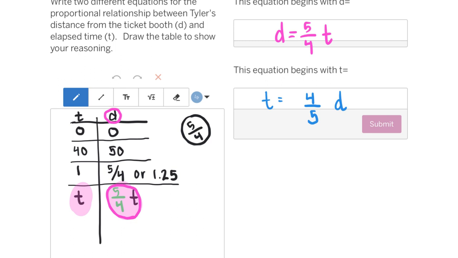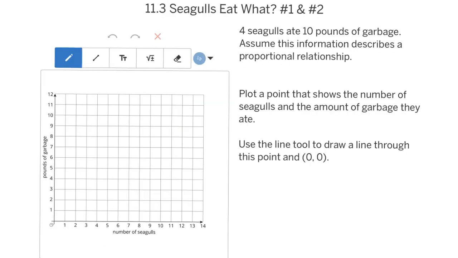All right, I think we are ready to move on to the next slide. Okay, that is it for Tyler. We're not going to talk too much about Tyler today, but we will talk about Tyler next time. We're going to move on to seagulls.